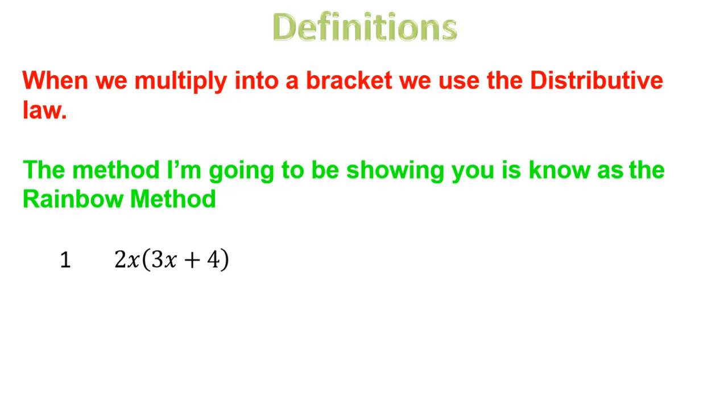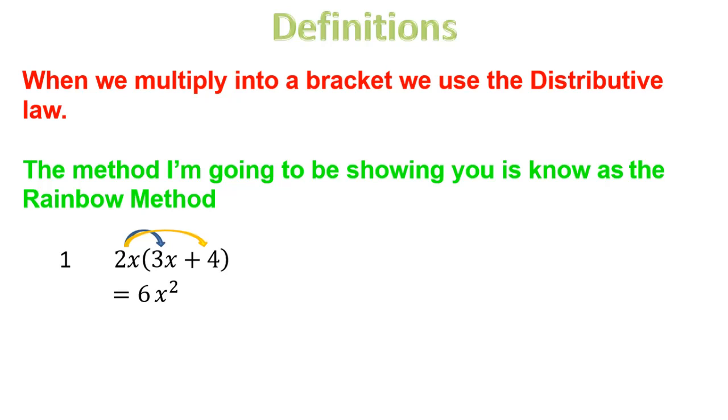So let's have a look at our first example. Here we have 2x into a bracket 3x plus 4. So the first thing we do is we draw our rainbow from our 2x to our 3x and from our 2x to the plus 4. And now we work from here. We say 2x times 3x. So 2 times 3 will give you 6. And x times x will give you x squared.